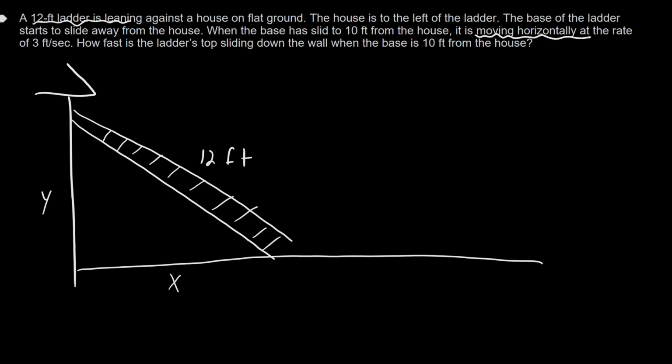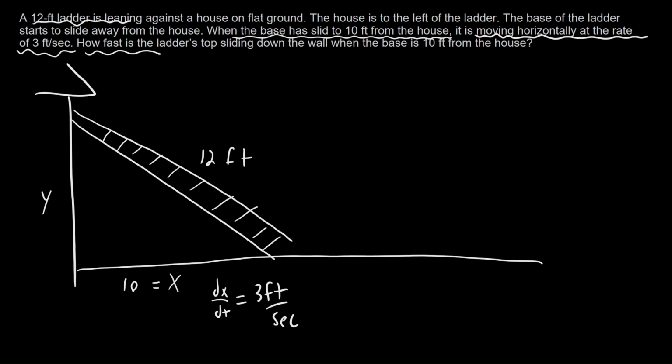So the question gives us that the ladder is moving horizontally at a rate of 3 feet per second. So we have to look at the horizontal variable, which is x. So dx over dt equals 3 feet per second. And this is when the base has slid 10 feet from the house. So x equals 10. Now the question's asking how fast the ladder's top is sliding down the wall when this occurs. So in other words, it's asking for dy over dt.